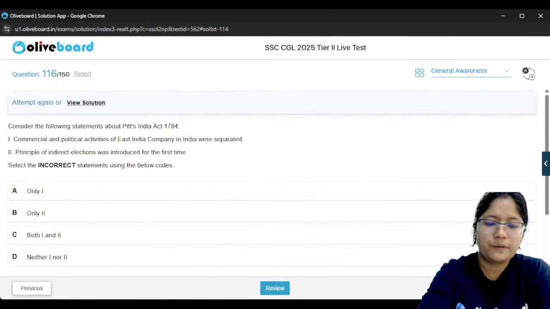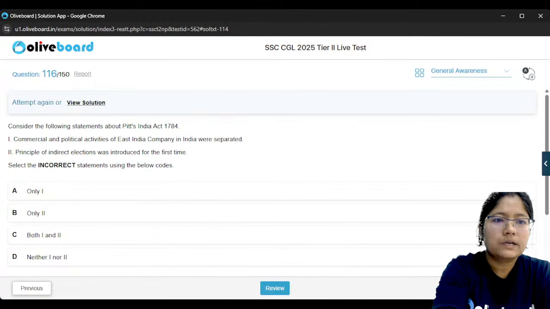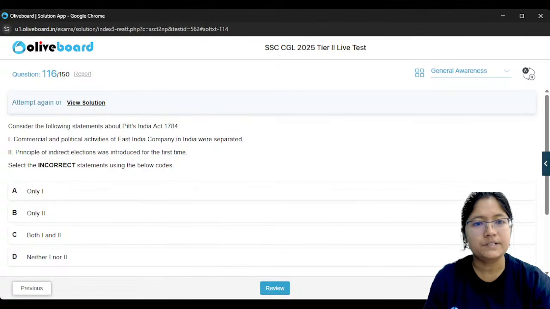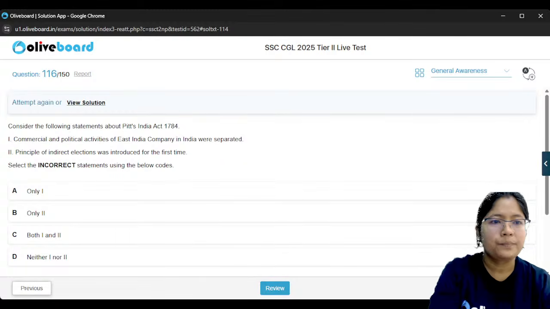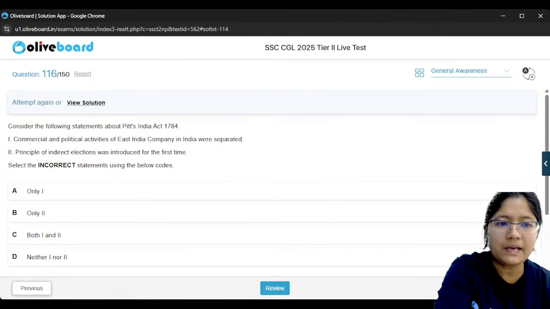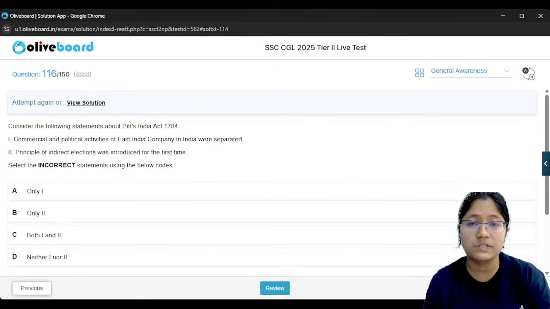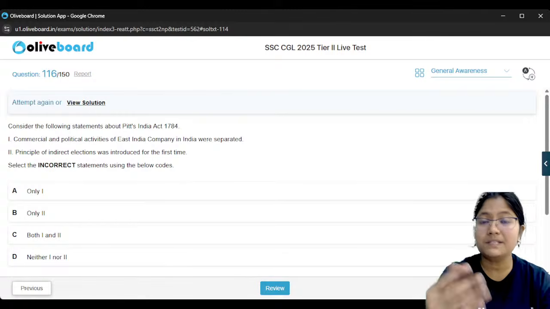Coming to the next question. Consider the following statements about Pitt's India Act of 1784. Commercial and political activities of the East India Company in India were separated. So commercial and political activities were separated by the Pitt's India Act of 1784. Next one: the principle of indirect elections was introduced for the first time. It was introduced for the first time by the Indian Councils Act of 1892. So Pitt's India Act was only the first one.